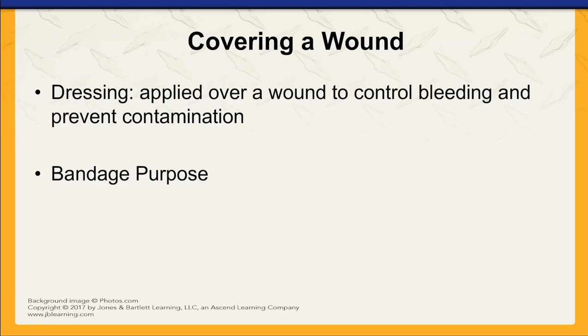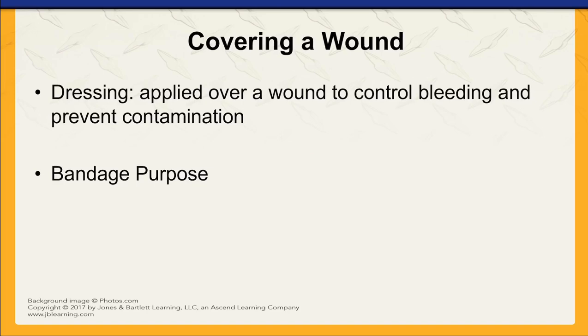Now, covering a wound. When we're talking about a dressing, dressings get applied over a wound to control bleeding and also to prevent infection. You don't want any contamination. When you're putting on a dressing, make sure what you're using is as clean as possible. If you have access to a sterile dressing, that's perfect. If not, then make sure it's clean. Sometimes you don't have that option. You may not have a dressing with you, or it may not be a sterile dressing. So whatever you're covering an open wound with, make sure that at the very least it's clean.